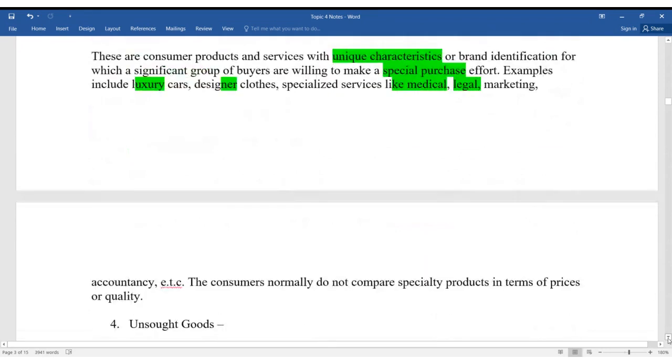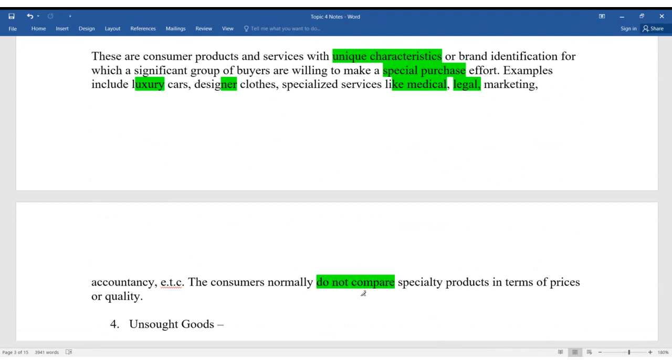Now, the difference between specialty goods and shopping goods is that the consumer of specialty goods do not compare brands. They already know what they want and they go for it. And they go for it in terms of the special requirement, customization of the product.